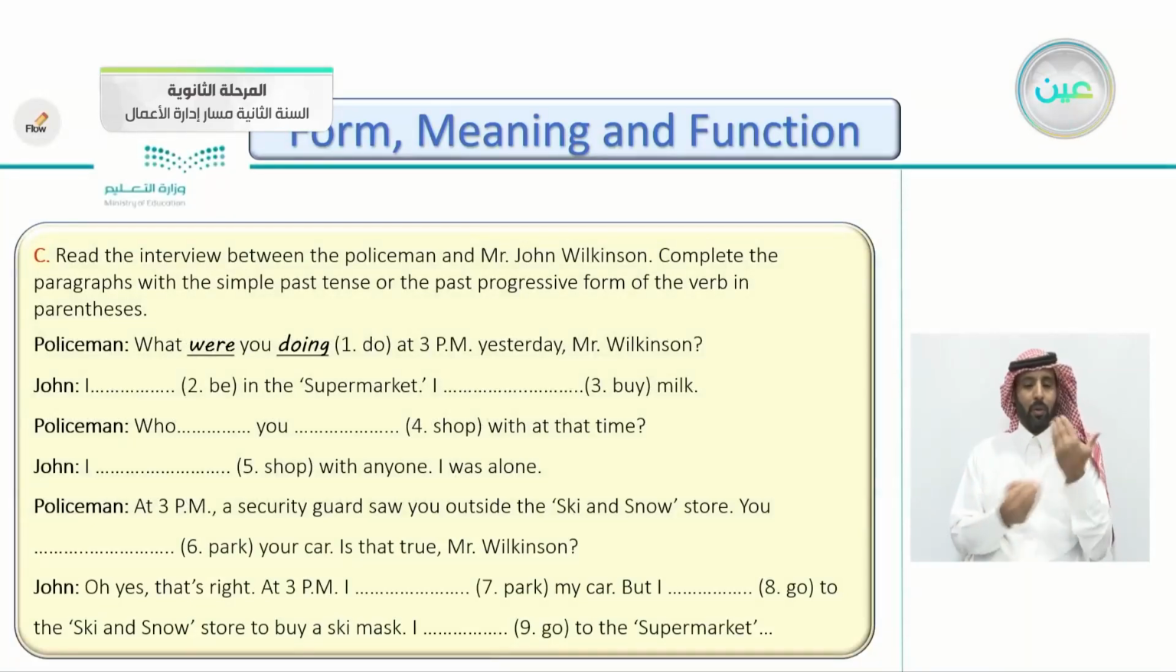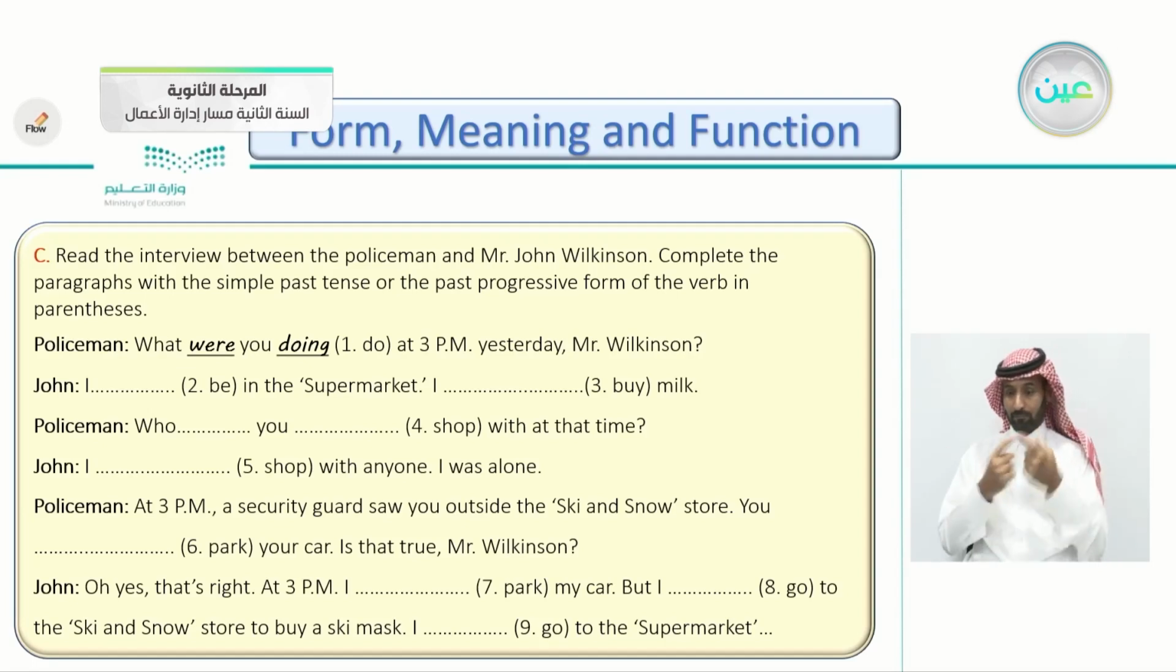So let's do some exercises here. Read the interview between the policeman and Mr. John Wilkinson. Complete the paragraphs with the simple past tense or the past progressive from the verb in the parentheses. This is a conversation between the policeman and John. What were you doing? The first one is done for you.